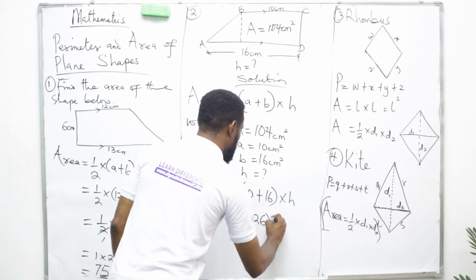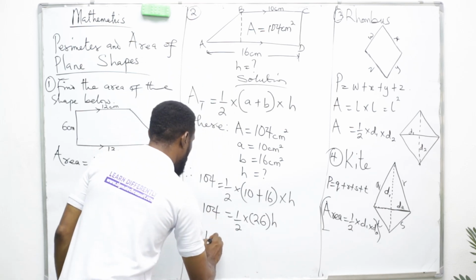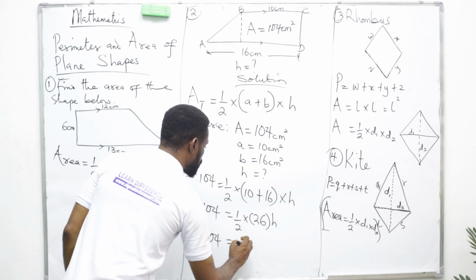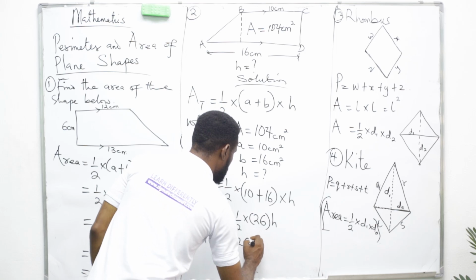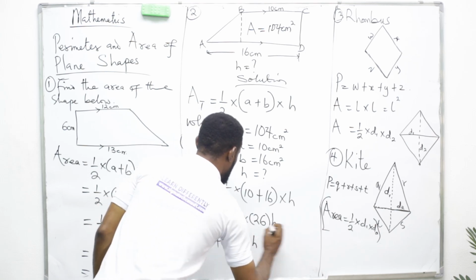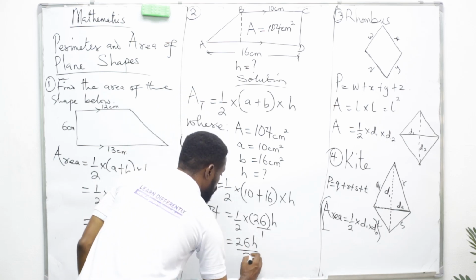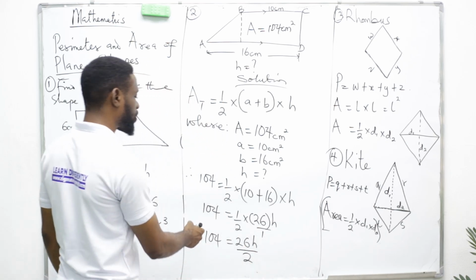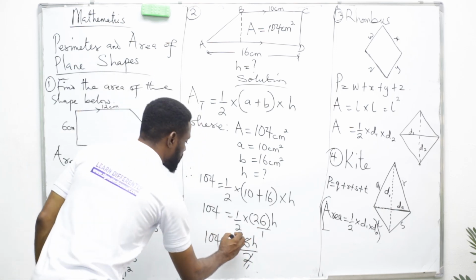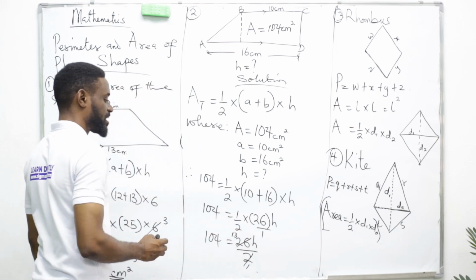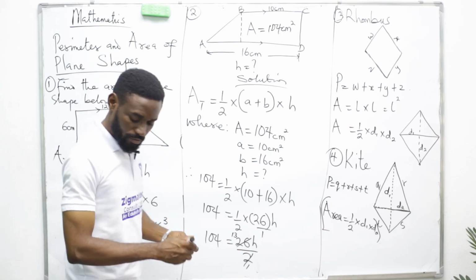26, okay? Times h, so this is 26h. So this means 104 is equal to 1 times 26, which is 26, times h, is 26h, all divided over 1 times 1, and 2 times 1 is 2, all right? So having gotten that, 2 into itself is 1, 2 into 26 gives us 13. You get that? 2 into 26 gives us 13.